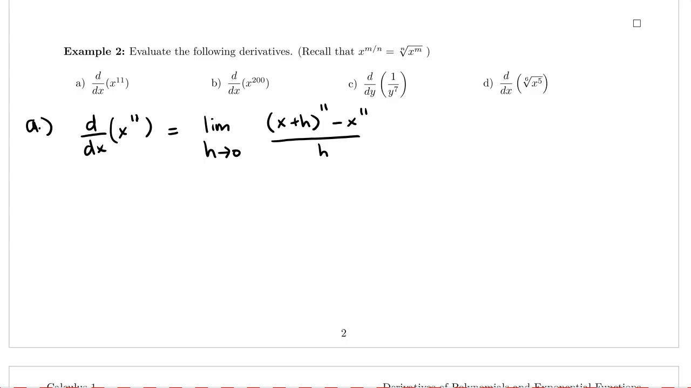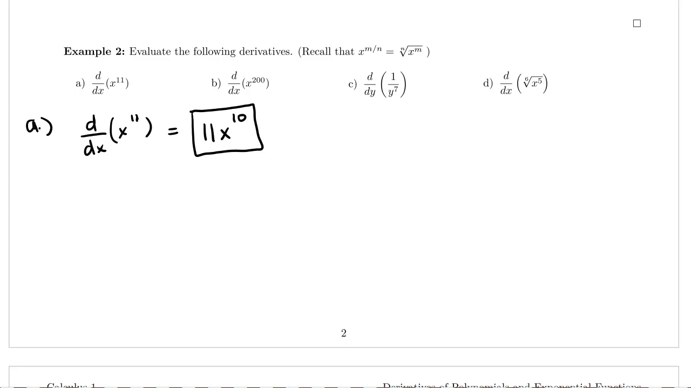So this makes our life so much easier now that we have the power rule. If I follow the power rule, then I can bring my exponent to the front and multiply it to x, and then my new power of x becomes 11 minus 1, which is 10. So this is my answer for part A.